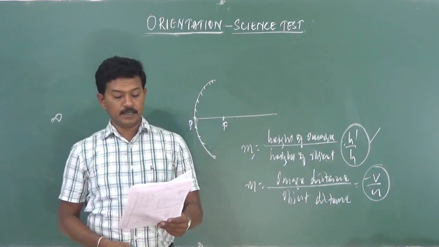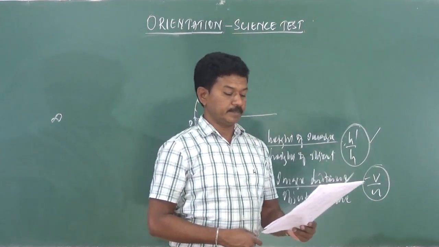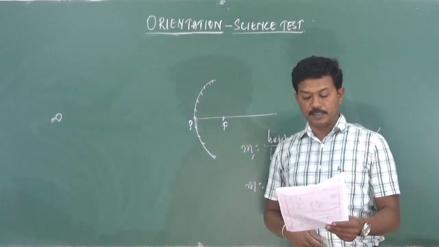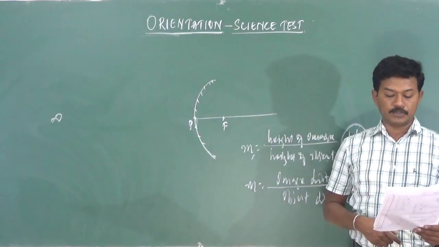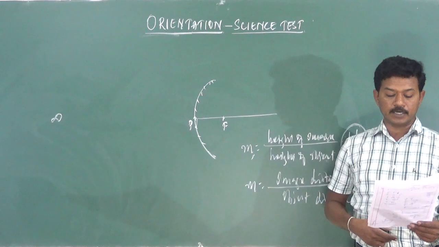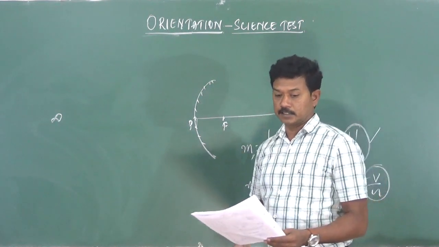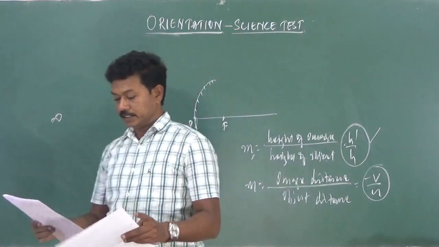The problem again. An object 4 cm in height is placed at 15 cm in front of a concave mirror of focal length 10 cm. At what distance from the mirror should a screen be placed to obtain a sharp image of the object? Find the height of the image. So this is the problem done in the class 1 book. So it is already done.